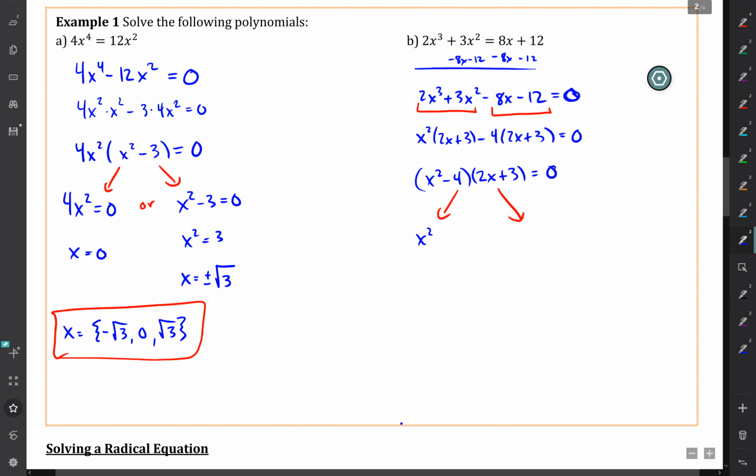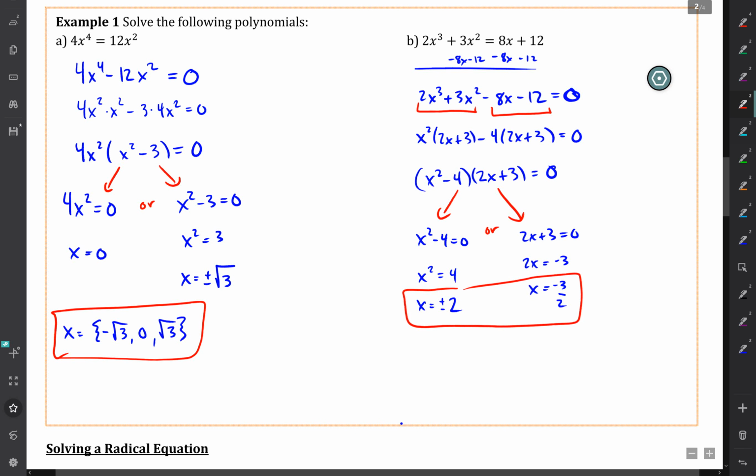So in the first case, x squared minus 4 equals 0, and the second case is 2x plus 3 equals 0. If x squared minus 4 equals 0, then x squared equals 4, so x equals plus or minus the square root of 4, which is 2. And in the other case, you get 2x equals negative 3, so x equals negative 3/2.